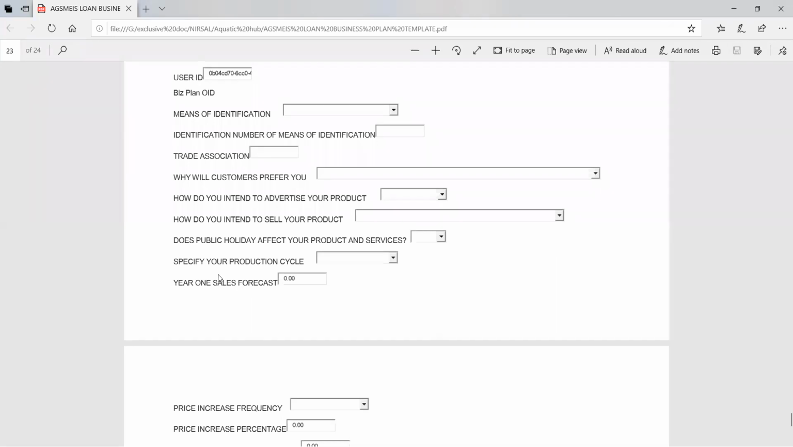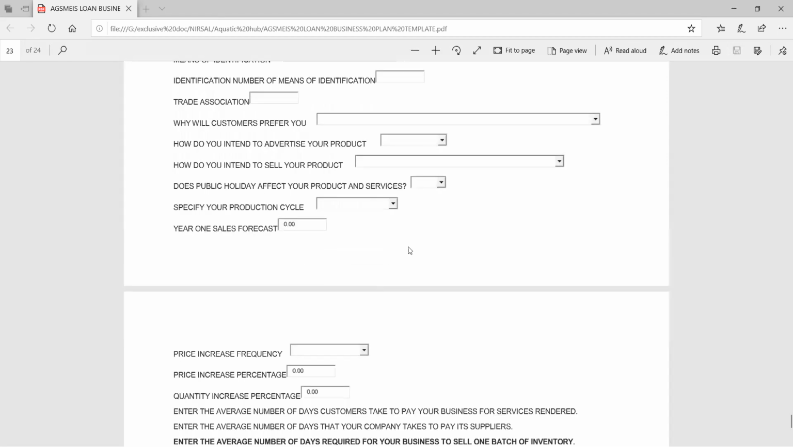Then the cycle of your business. This cycle is also important. Are you going to be producing on a monthly basis, or on biannual or quarterly? There are some businesses, like those who are into fishery, whose cycle is twice, maybe every 6 months. That's when they harvest. You get it. So if your production or service is going to be on a monthly basis, then you choose this icon.